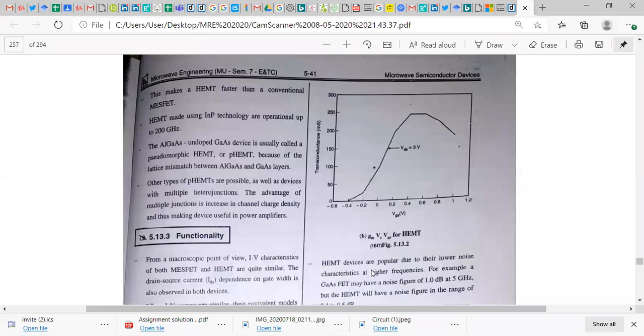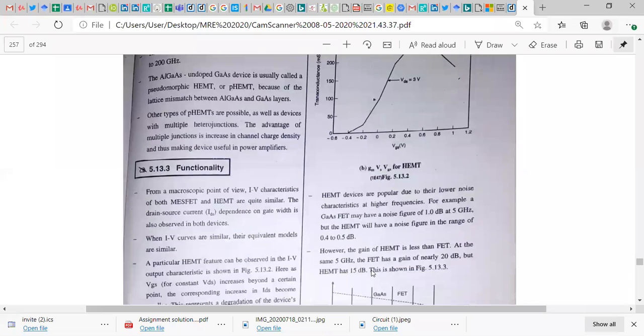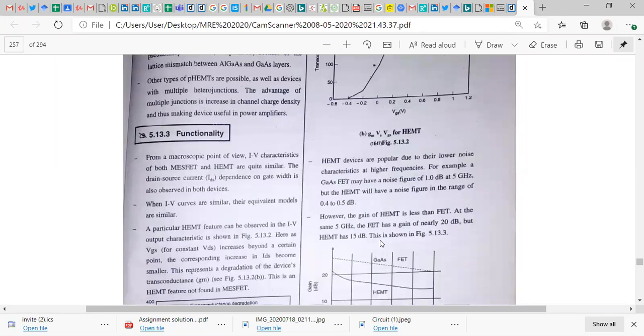The gain in HEMT is lower compared to FET, but higher compared to BJT. As an example, at 5 GHz, FET has a gain of nearly 20 dB, but HEMT will have a gain of 15 dB. The gain is lower compared to FET, but it is higher compared to BJT.